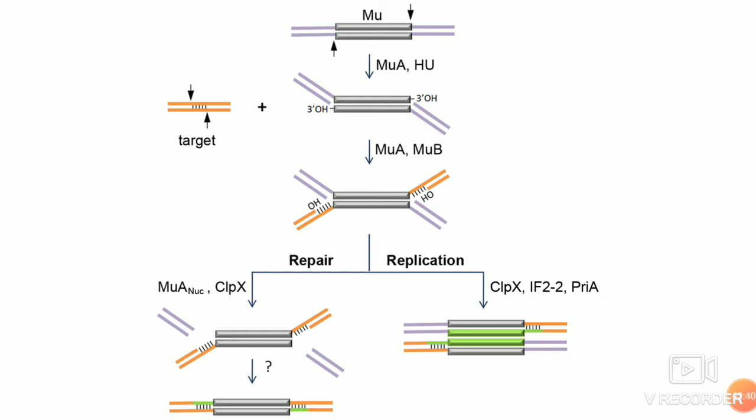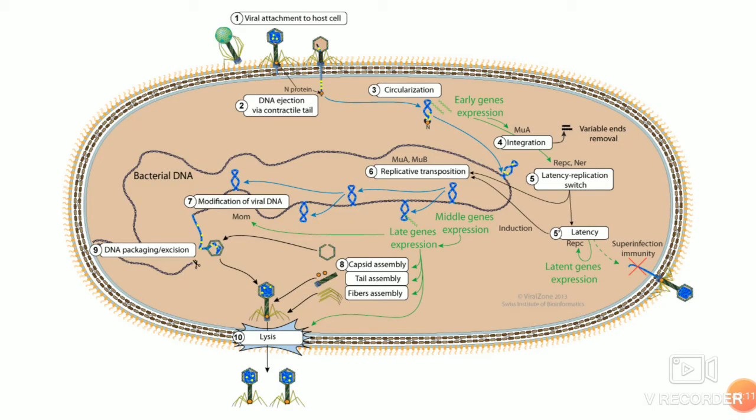The viral host DNA structure is resolved by target primed replication, leading to two copies of the viral genome. This process is called replicative transposition. Lysogeny in Mu is an important question, and people have asked it in many question papers. The selection of the transposition sites is performed by MuB. Successive rounds of replicative transposition can lead to up to 100 copies of the viral genome. That is step 6.